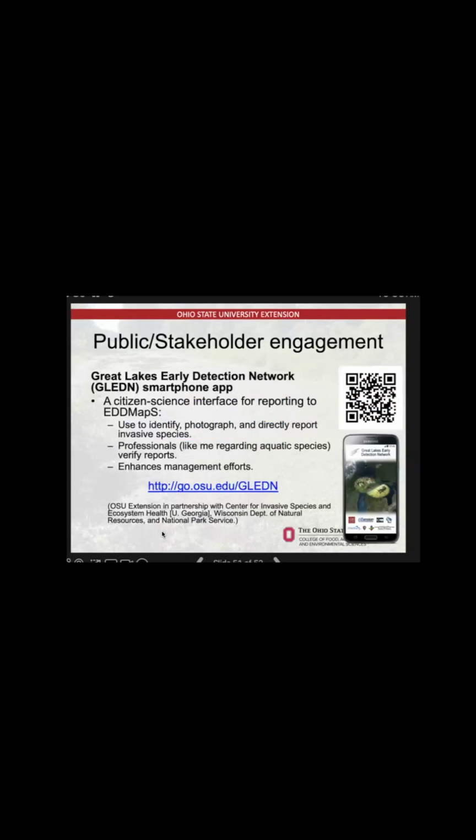We have one in this region called the Great Lakes Early Detection Network, right? And so I am an administrator of this. So you go out in the field, you take a picture of a thing, it flags that photo with your location, latitude and longitude based on GPS in your phone, and you submit the report, and it will be approved by a professional before it goes into the database. Now, if it's an aquatic thing and it's submitted from Ohio, I'm the guy who does the approving, so take good pictures because I'm tired of driving.